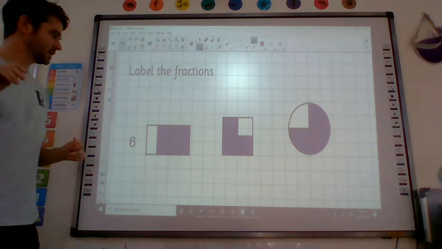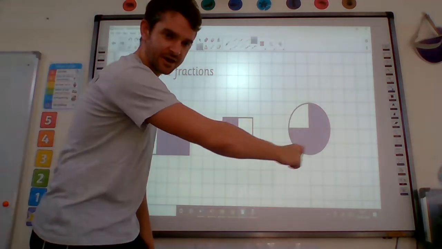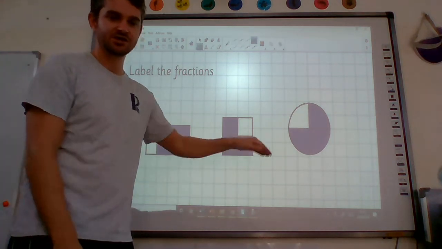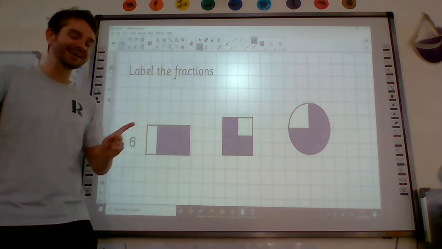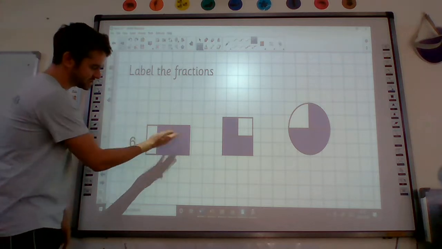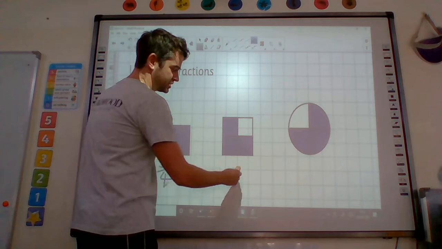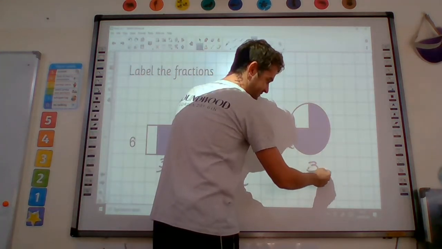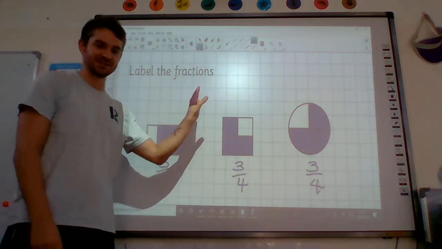Number 6. Write these fractions. Now, hopefully you've paused and you've written them. Hopefully you've gone, hey, can't fool me, Mr. Scullion, or something along those lines, because with this one, it shows 3 out of 4, 3/4. With this one, it shows 3 out of 4, 3/4. And with this one, it shows 3 out of 4, 3/4.